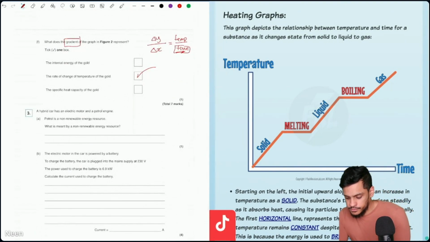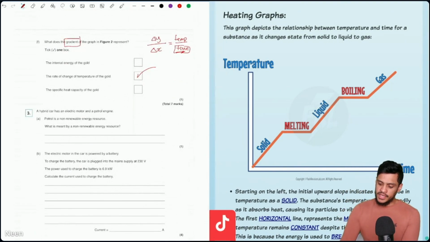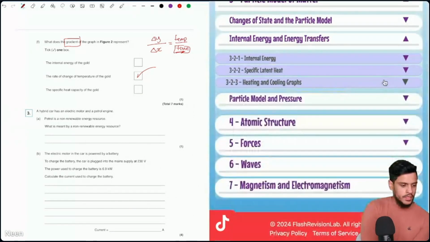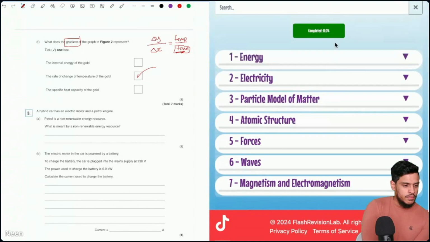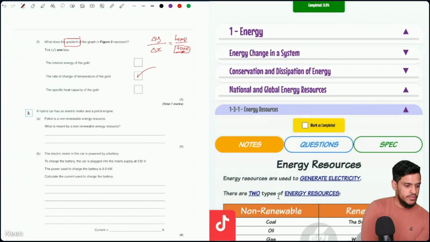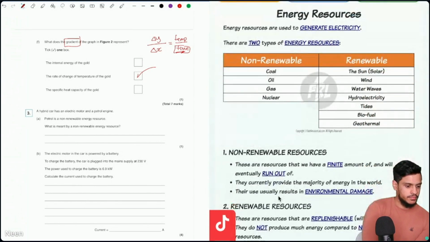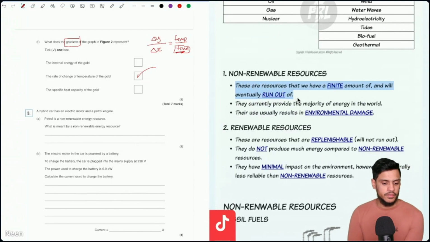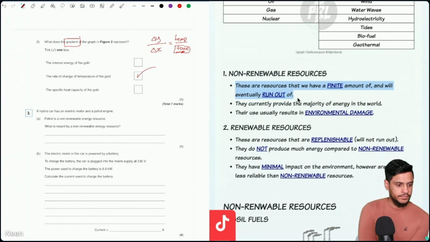Next question. A hybrid car has an electric motor and a petrol engine. Petrol is non-renewable. What is meant by non-renewable? What do you guys think? Let me get this topic up. Energy resources. What does non-renewable mean? Here we go. So these are resources that will eventually run out.